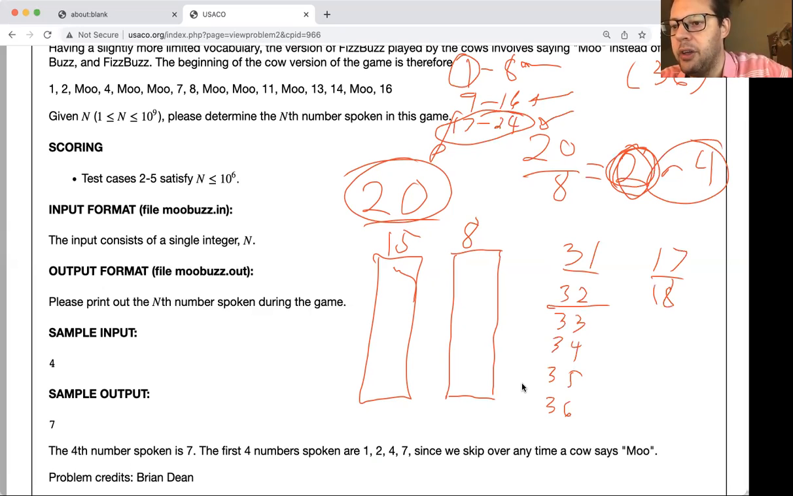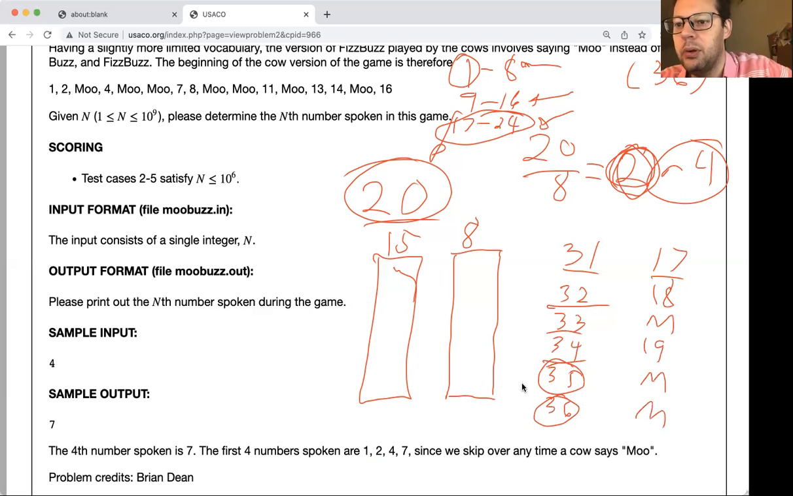It's not divisible by either. 33 modulus 3 is 0, so that's going to be a moo. 34 modulus 3 and modulus 5 both are not 0, so that's going to be the 19th number. 35 is divisible by 5, so that's going to be a moo. 36 is not divisible by anything, in terms of, 36 is divisible by 3. I messed that one up.